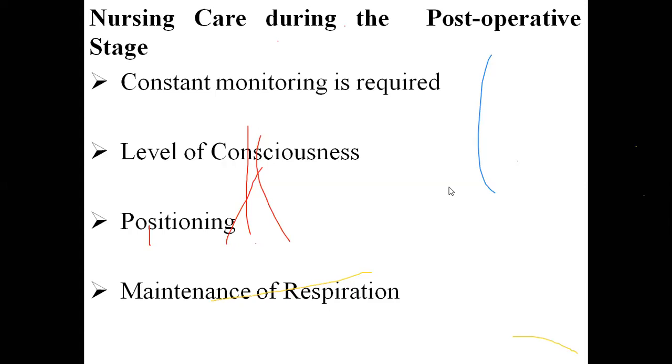Then positioning. You should know the type of procedure the patient has gone for. This would guide your positioning of the patient. The type of procedure would guide positioning of the patient, so the patient should be placed in the right position for his or her surgery. Then maintenance of respiration. You have to ensure that the airway is patent so that there won't be any obstruction to respiration. Usually the patient's head is turned to the side so that there won't be falling back of the tongue that would obstruct respiration or cause aspiration. Next slide, please.